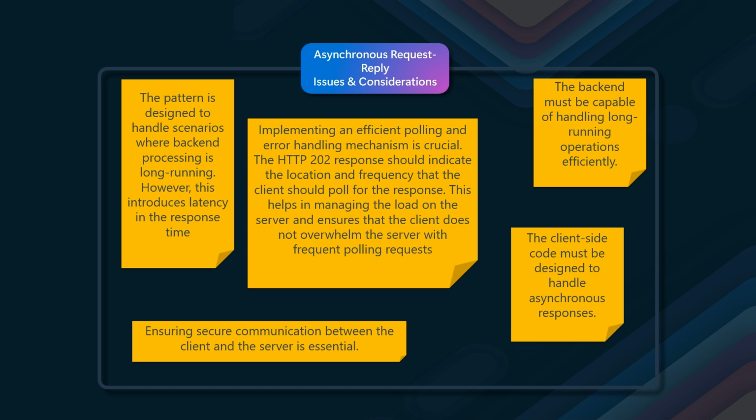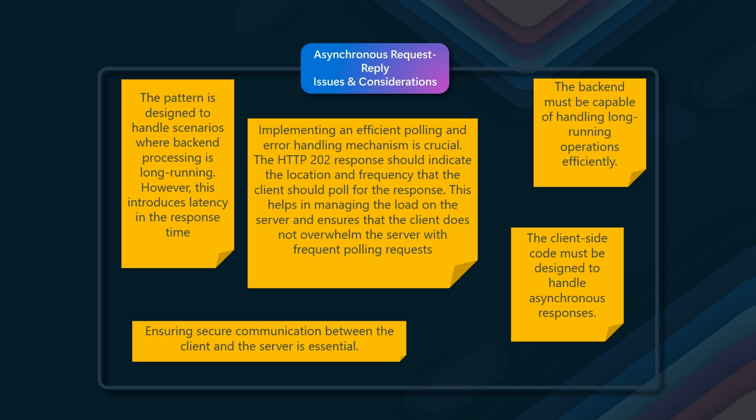Client-side considerations. So the client-side code must be designed to handle asynchronous responses. This includes managing the polling logic, handling different status codes, and updating the user interface based on the progress and completion of the operation. This pattern allows the client process and backend APIs to scale independently. However, this separation also brings additional complexity when the client requires success notifications, as the step needs to become asynchronous.